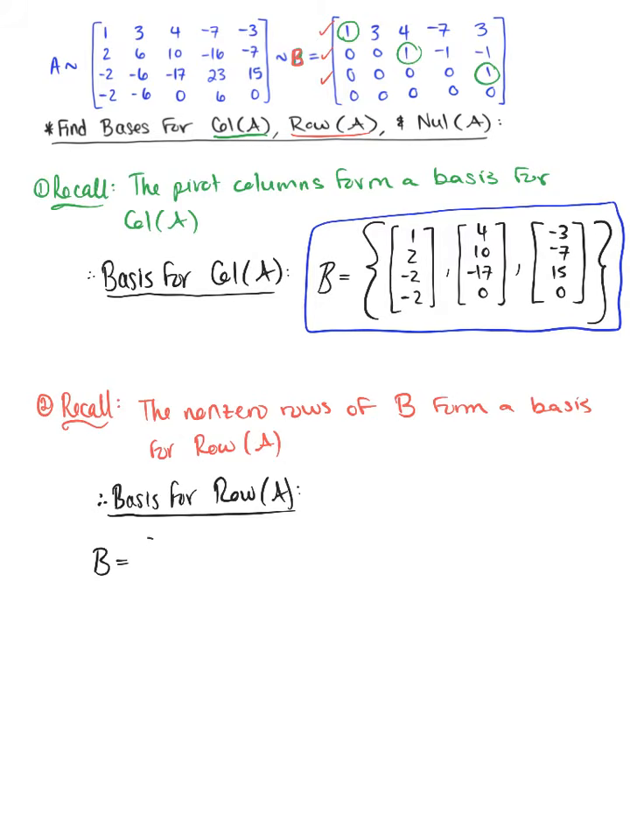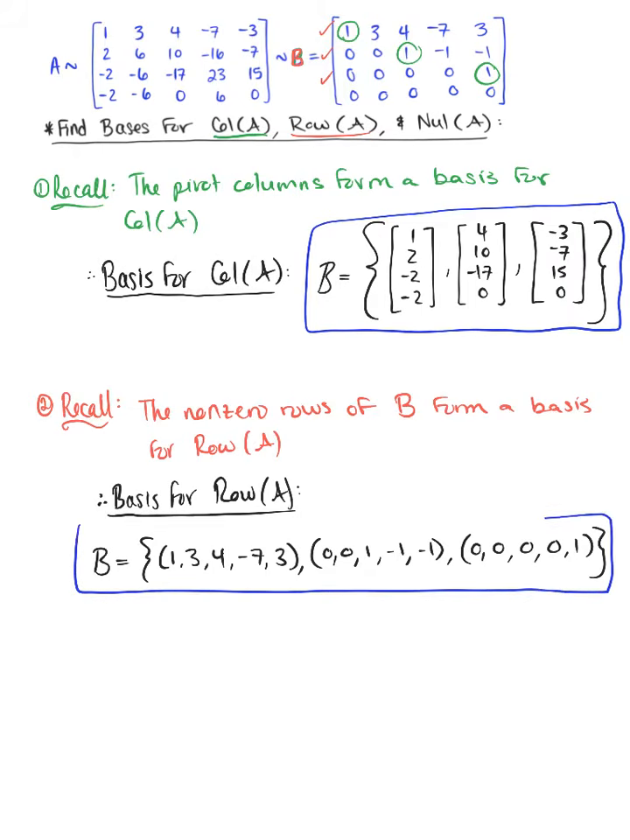defined as set B, with the row vectors (1, 3, 4, -7, 3), (0, 0, 1, -1, -1), and last but not least, (0, 0, 0, 0, 1). So here, when we're defining the basis for the row space of matrix A, we're using the echelon form of the matrix to define these non-zero rows.